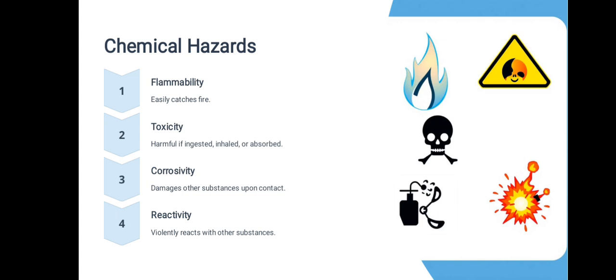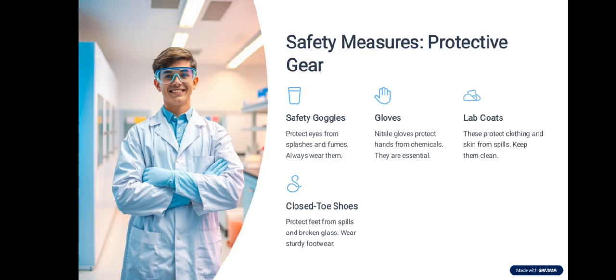Now, what does this mean? It damages other substances upon contact, which means if these chemicals get in touch with other substances, they can damage them. We also have another hazard, reactivity. It reacts violently with other substances. Okay, let's quickly look at the safety measures.